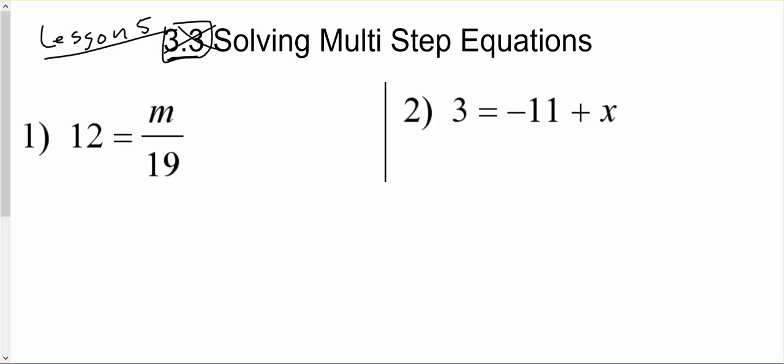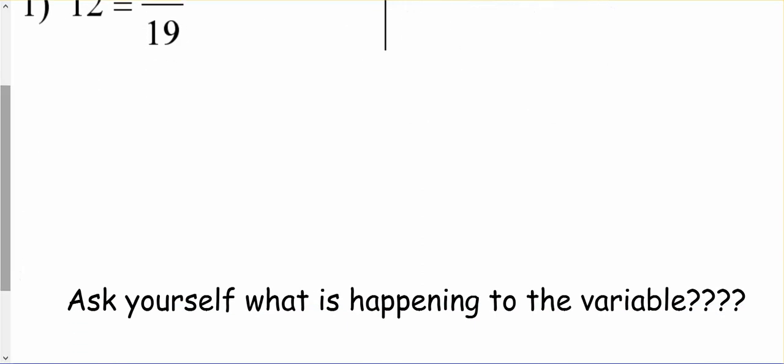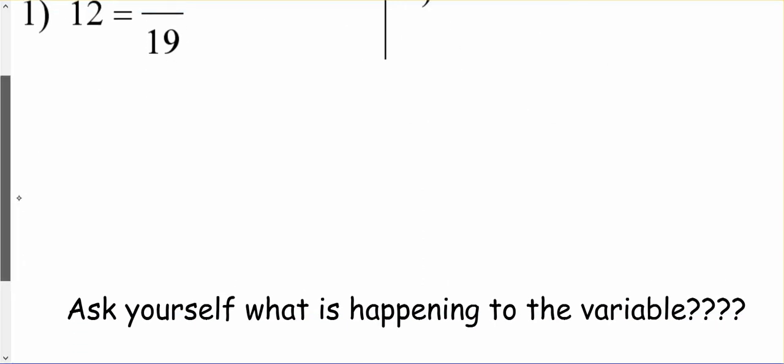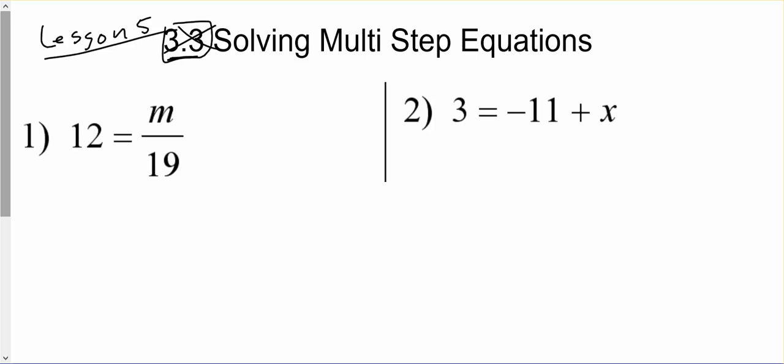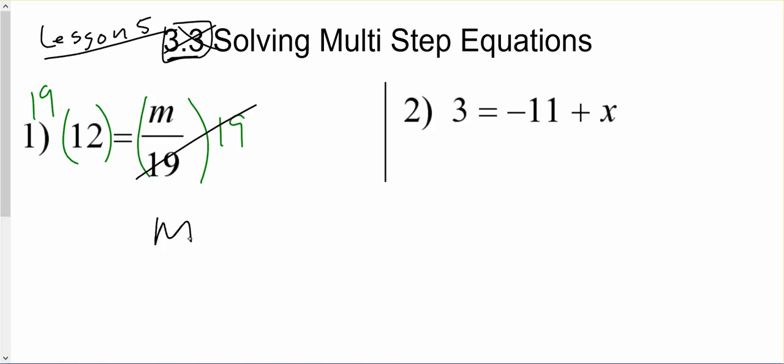So, again, we're always asking ourselves, what is happening to the variable? Our variable here is being divided by 19. So what undoes division? Multiplying by 19. So on our right side, our 19s will simplify out, and on our left side we have 19 times 12, and 19 times 12 is 228.